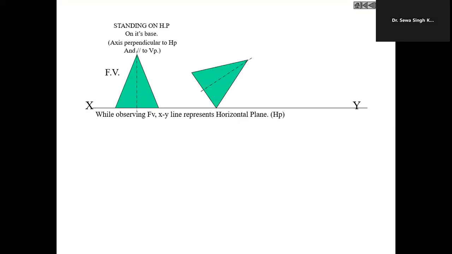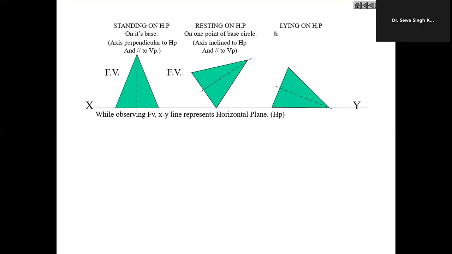When we see the front view like this, it means the cone is resting in HP on one point of base circle. Still, axis is parallel to VP but inclined to HP. And in this case, a cone is resting in HP on one of its generators. Still, axis is parallel to VP and inclined to HP.